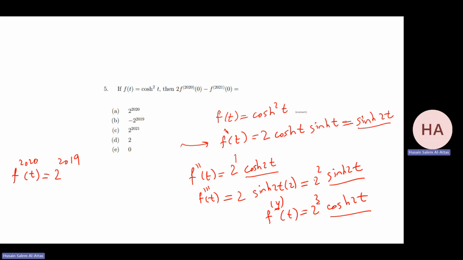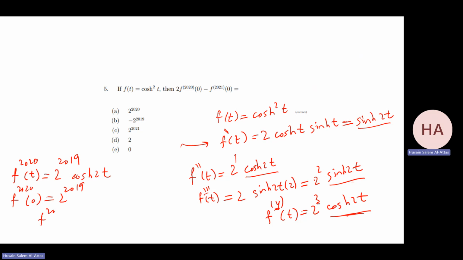Now, 2020 is even, and for the even I have the cosine. For the odd, I'm having the sine. So this is even, so I have cosine hyperbolic 2t. So what is f^(2020) at 0? I know the cosine hyperbolic of 0 is 1, so that is 2 to the power 2019.